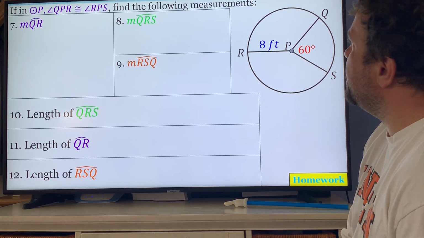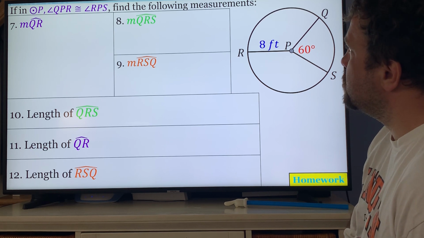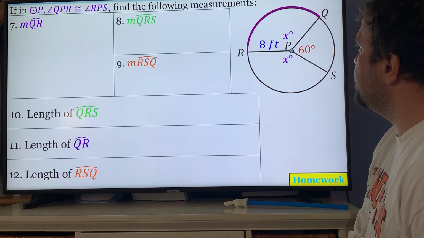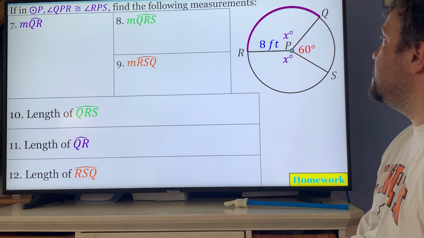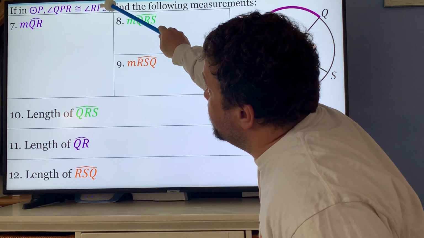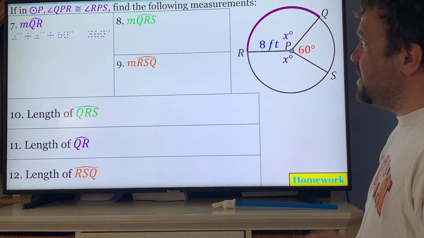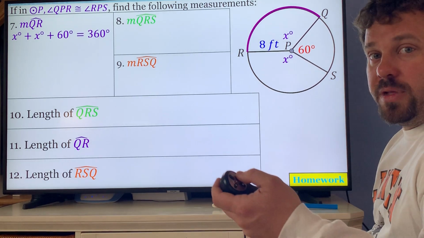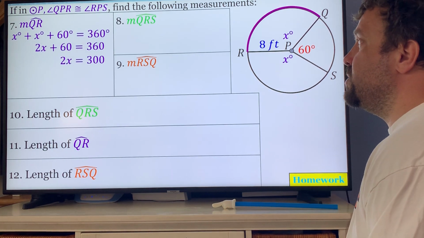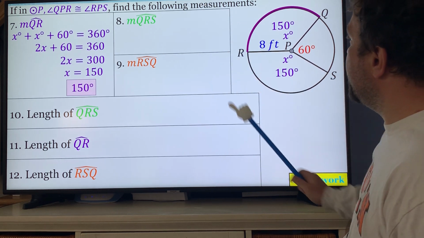Let's move on. More problems. Find the measure of QR. How do we find the measure of QR? Let's see. Both those angles are the same, right? How do we know they're the same? Because up here, did you read that? QPR equals RPS. It says it. So if this is 60, how do we find both these? X plus 60 equals 360, right? X plus x is 2x's plus 60 is 360. 2x is 300 and x is 150. Got it? 150, 150.